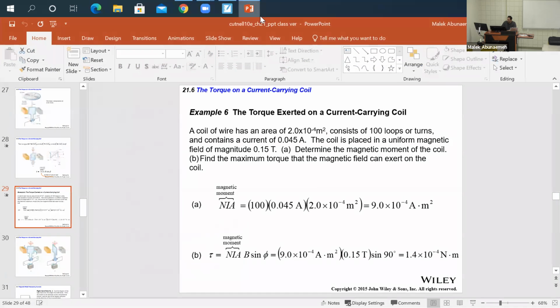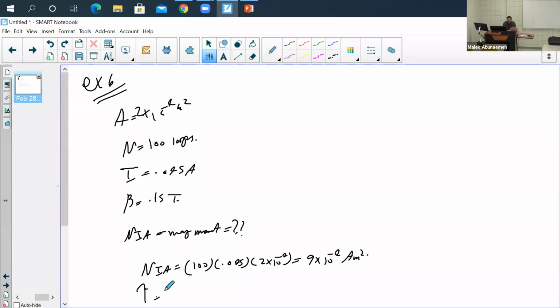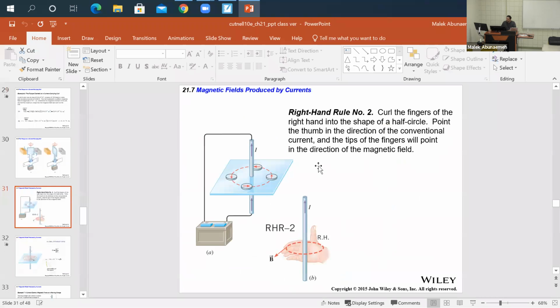Now, we need to find the torque. In order to find the torque, it's going to be NIA multiplied by the magnetic field, multiplied by sine of the angle between them. So that's going to be 9 times 10 negative 4, multiplied by 0.15, multiplied by sine of the angle between them, which we didn't have, so we're just going to use sine 90, which equals 1. So it'd be 1.4 times 10 negative 4 newton meters. Yep, that's what we got.